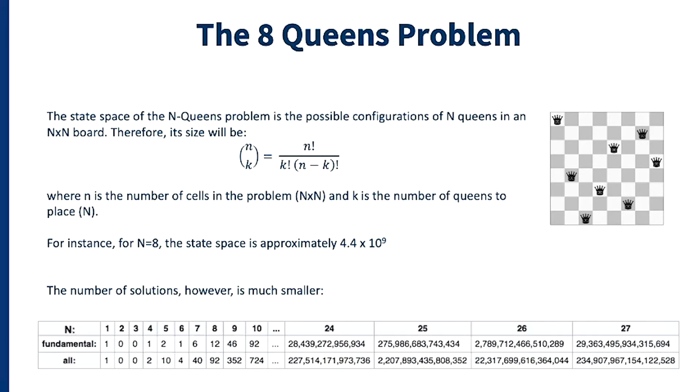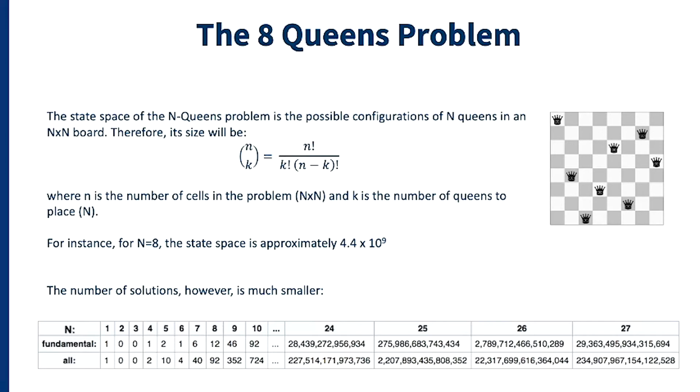The number of solutions, however, is much smaller. This table shows a relation between the size of the board and the solutions available. There are two rows, fundamental and all. Let's focus on the all column for now, which indicates how many solutions exist. You can see that for n equals 1, there is only one solution. This is one single cell and one queen on it. Pretty simple. For n equals 2 and n equals 3, there are no valid solutions, as all positions in which you can place 2 and 3 queens respectively result in at least one queen threatening another.